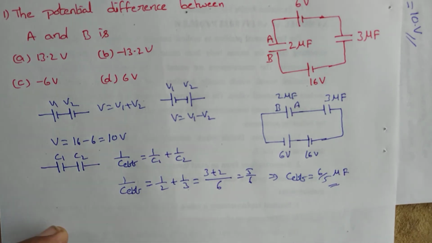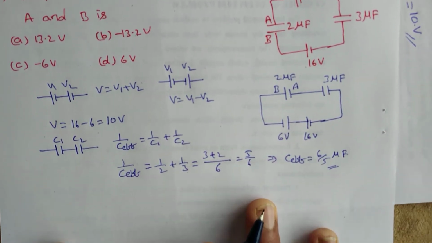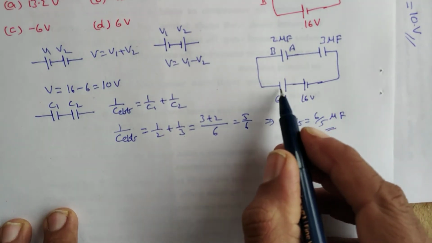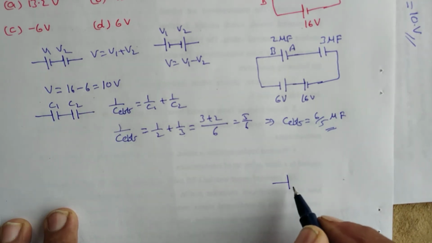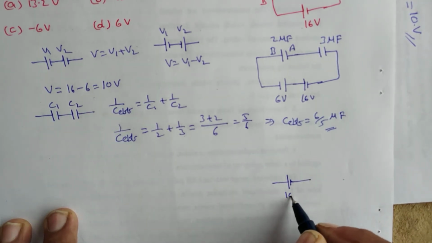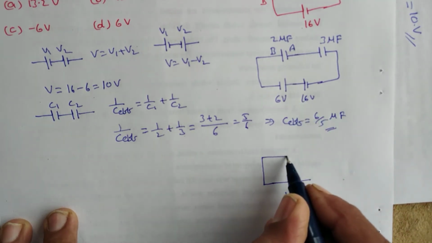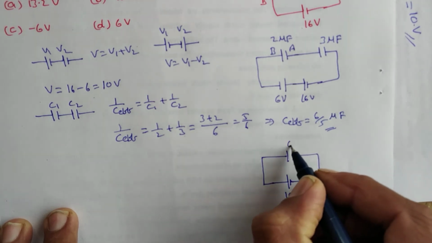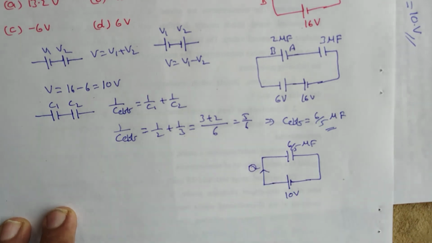Now how much is the charge? Then how much charge is flowing? Now look at the circuit diagram. We are remaking the circuit diagram. Here how much voltage are we getting? 10 volts. 10 volts is like this, and the effective capacitance we have got is how much? 6 by 5 microfarads. Here the charge Q is flowing, right or wrong?